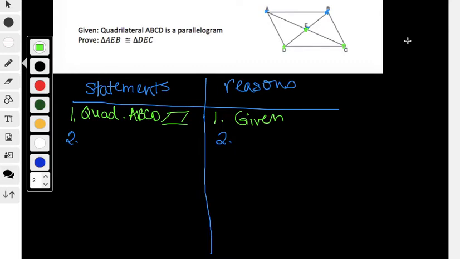There's a couple things that I'm thinking of that we can say, and you can do these in whichever order you want to. But I know that in parallelograms, the opposite sides are parallel. So I know that AB is going to be parallel to DC. So I'm going to go ahead and put that right here. AB is parallel to DC. And that's going to be because of the definition of a parallelogram, right? Okay, so let's see what I can do for my next one.